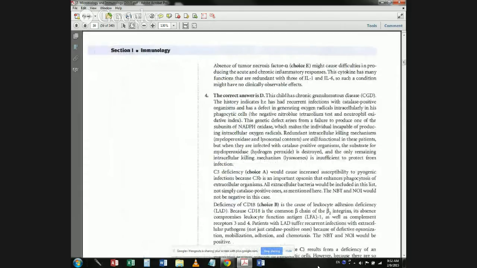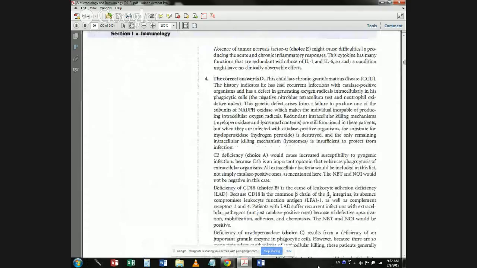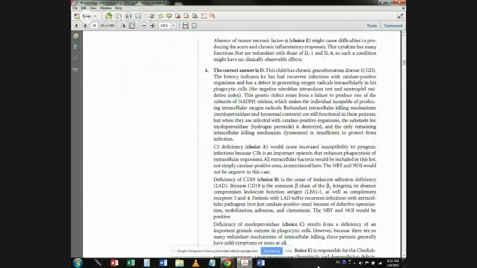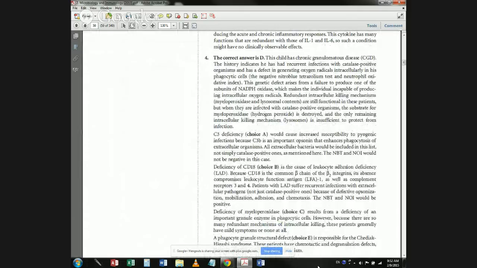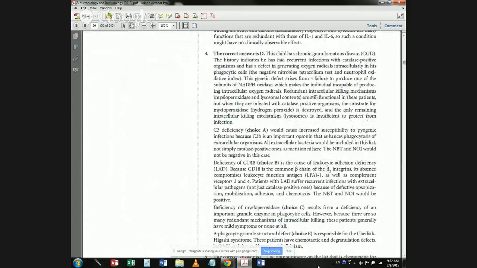Next, deficiency of myeloperoxidase results from a deficiency of an important granule enzyme in the phagocytic cell. So remember, myeloperoxidase is in the granules, inside the lysosomes in the phagocytic cells. However, because there are so many redundant mechanisms of intracellular killing, these patients generally have mild symptoms or none at all. So if you had to have one of the two diseases, myeloperoxidase deficiency or NADPH oxidase deficiency, you take the lesser of the two evils, which is myeloperoxidase deficiency.